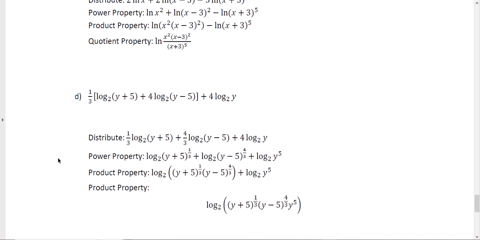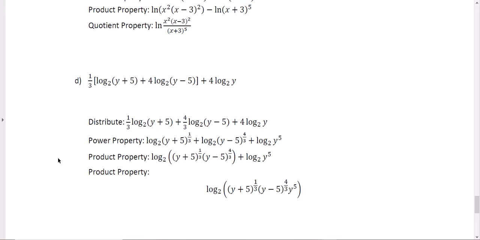All right, part D. Last one. Again, we distribute. So the 1/3 times the log base 2 of y plus 5. The 1/3 times 4 log base 2 of y minus 5 becomes 4/3 log base 2 of y minus 5, and the plus 4 log base 2 of y. Next step, move the coefficients to become exponents. Maybe I should have typed that correctly as a 4 instead of a 5. Sorry about that. That's a 4, not a 5.